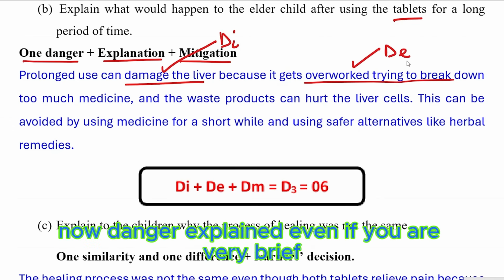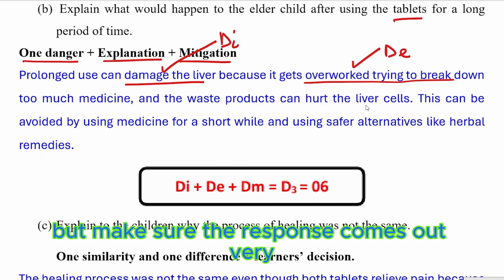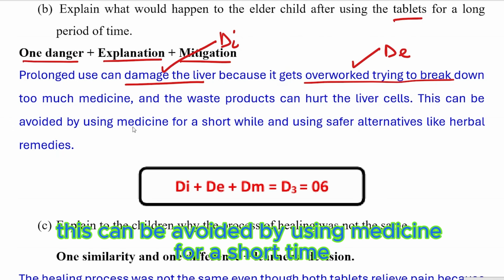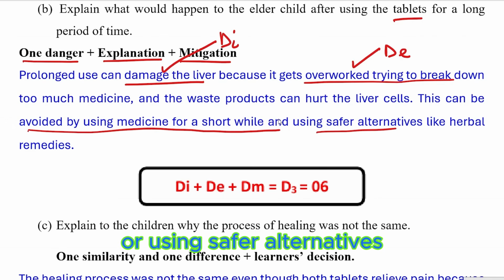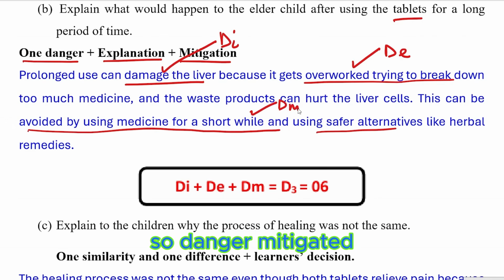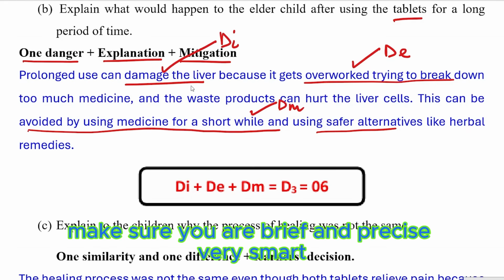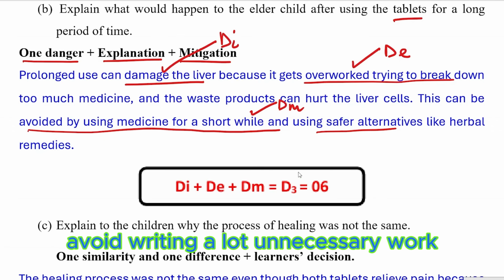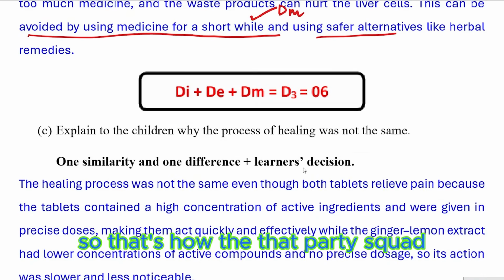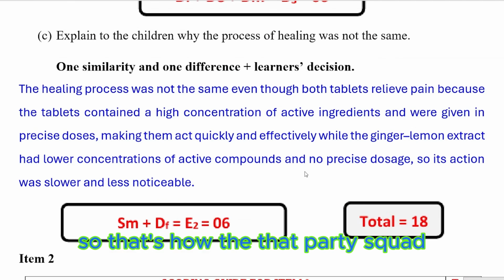Danger explained. Even if you are very brief, but make sure the response comes out very, very clearly. This can be avoided by using medicine for a short time or using safer alternatives, so danger mitigated. Make sure you are brief and precise, very smart. Avoid writing a lot of unnecessary work. So that's how that part is scored.